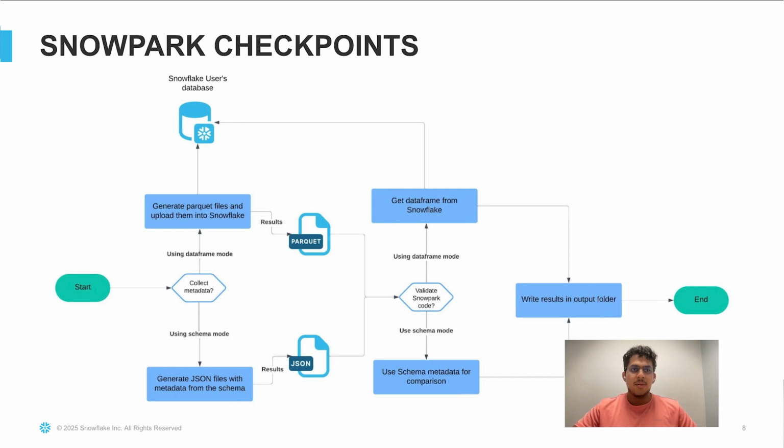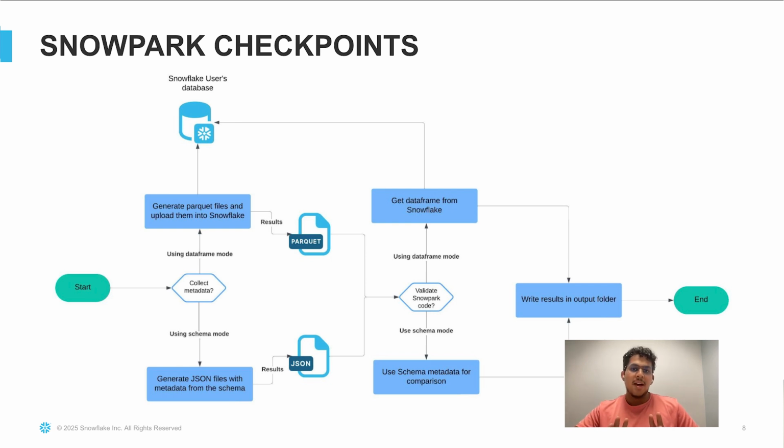This is a diagram of the main flow of the framework. First of all, our entry point will be the PySpark code. If we want to collect metadata from different data frames, I can use the schema mode. The schema mode generates JSON files with the metadata from the schemas that I wanted to analyze. So for every checkpoint defined in my PySpark code, a JSON file will be generated, and it contains all the metadata related to that data frame. And if I want to use the data frame mode, it will generate different Parquet files. These ones will be uploaded into Snowflake. So it means that I will have the same data stored into my Snowflake database. It uses the CLI connection defined on your machine. And the results are the different Parquet files.